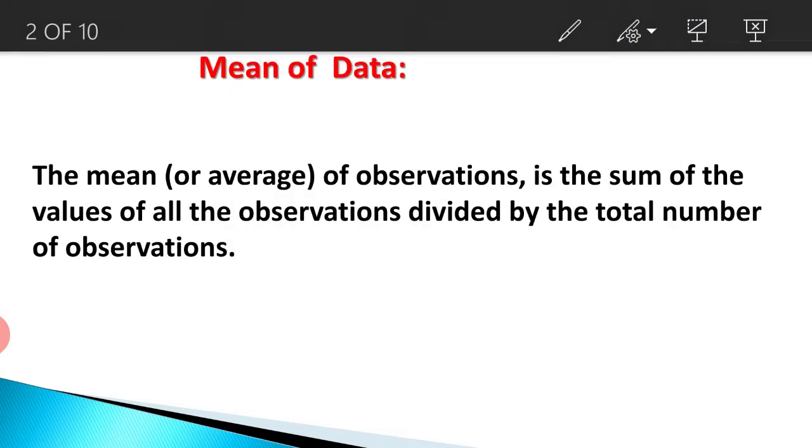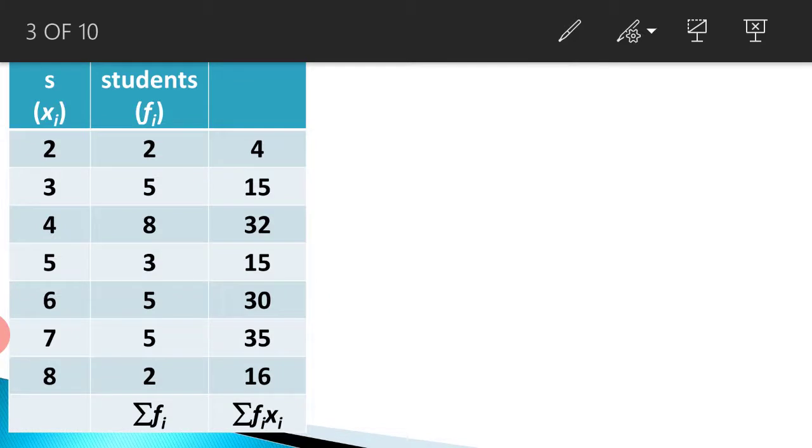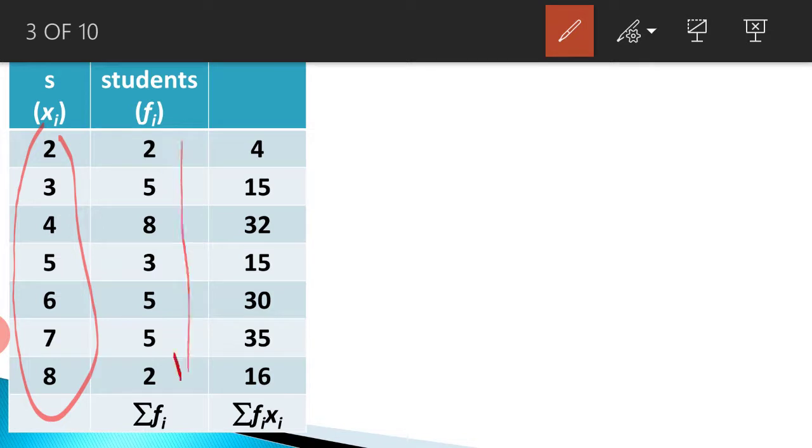Isn't it? So let us quickly revise that method also. So here we have ungrouped data, in which marks are given and the number of students as frequency, and then we have calculated fixi. So now how do we calculate fixi? Now 2 is coming 2 times. That means there are 2 students who have scored 2 marks. So if I want to add xi, that is the value of observations, these numbers are coming these many times, that is frequency times.